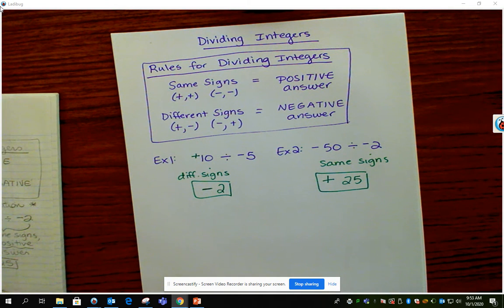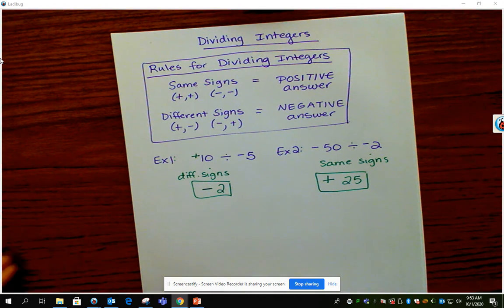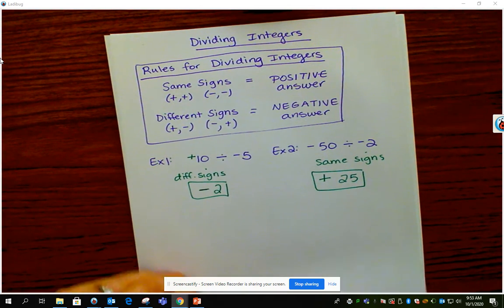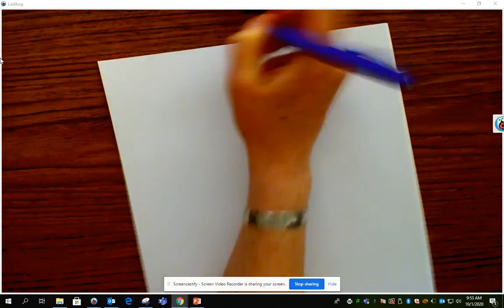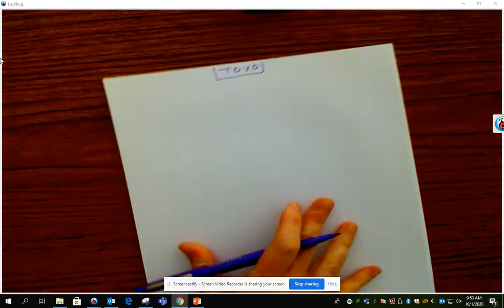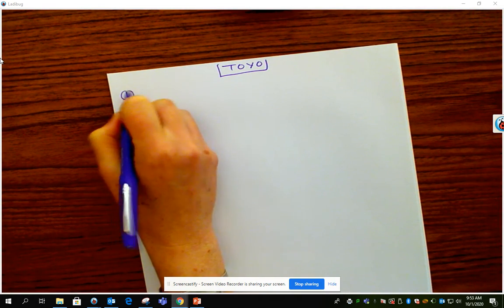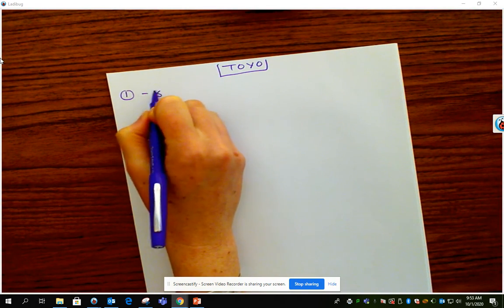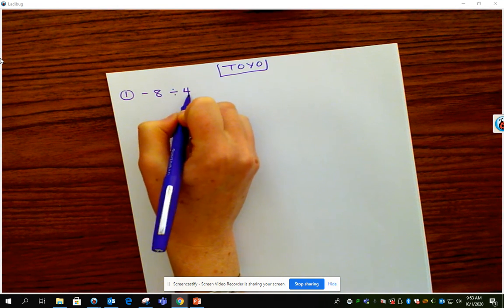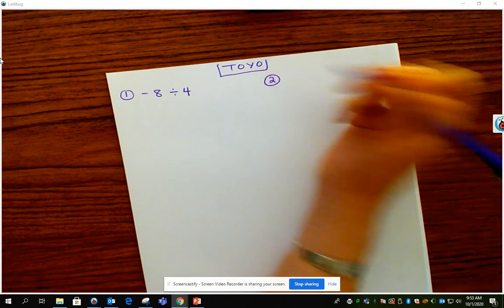Okay, so we're going to switch right to our try on your own. And I think that you should be able to get a good start on these. Remember, write all these down, then pause the video, and then we'll check together. So number 1, we've got negative 8 divided by 4. And again, show your work. Tell me why you're choosing a positive or negative answer.